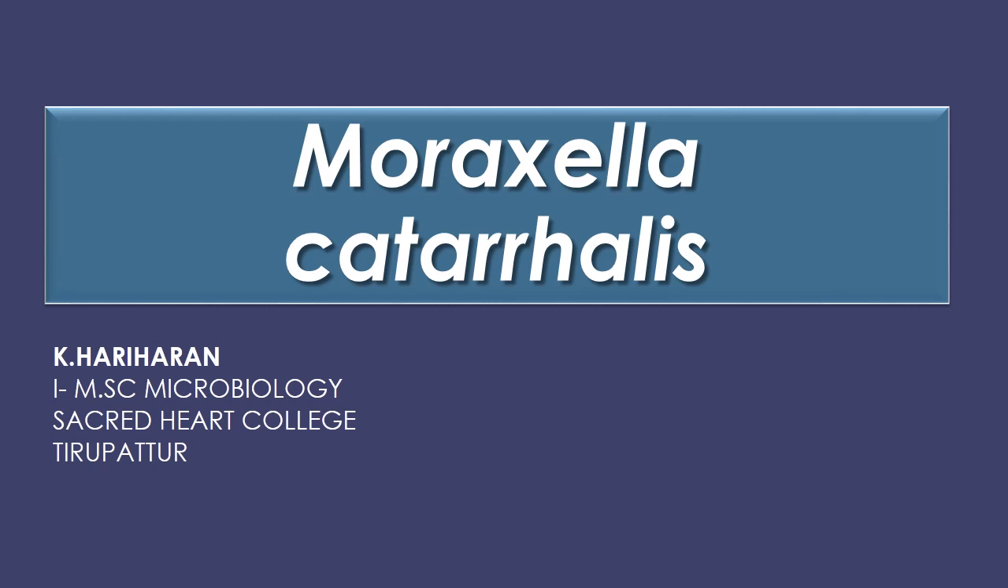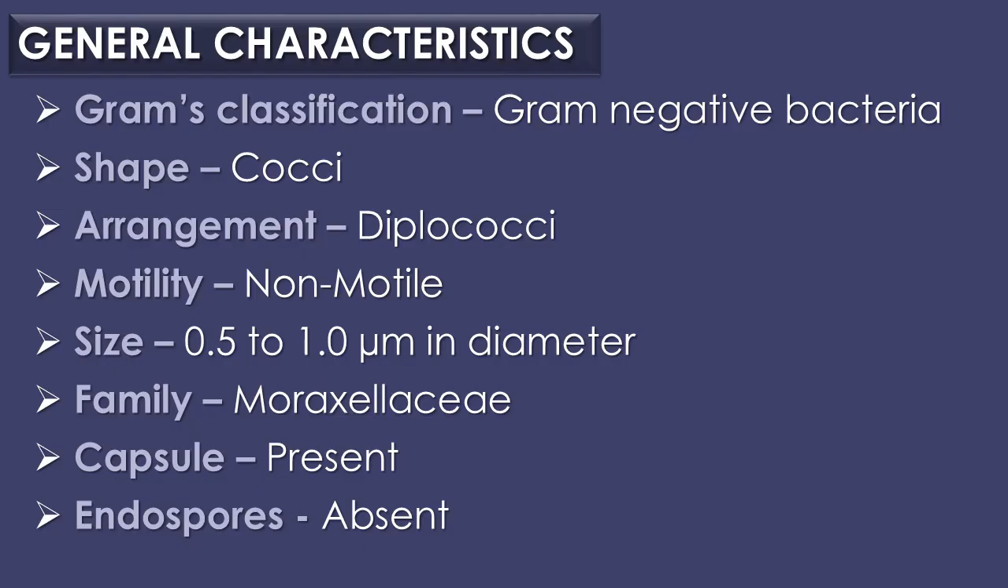The topic is Moraxella catarrhalis. Now we are going to see the general characteristics of Moraxella catarrhalis. First is gram classification. Moraxella catarrhalis is a gram-negative bacteria. The shape of the bacteria is cocci, arranged in diplococci.